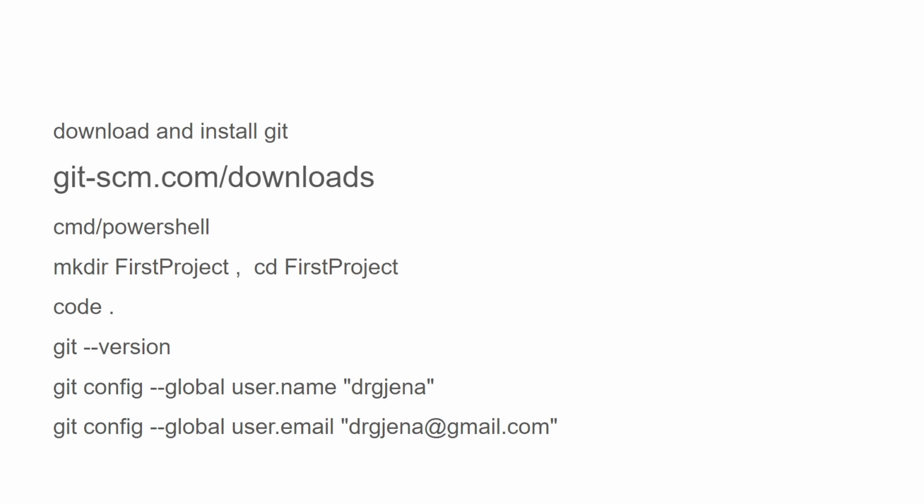Okay, so I told you that the first thing we have to do is go to Git Bash, we have to install it. So download and install git. Where do you get this? You go to Google, git-scm.com downloads. There you have to download. I'll show you a demo of how to do that.